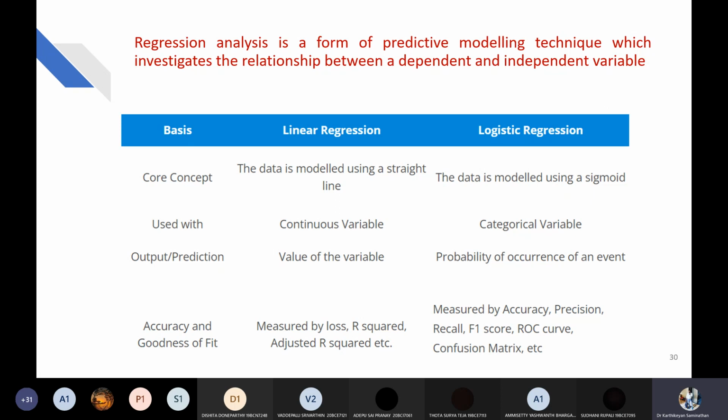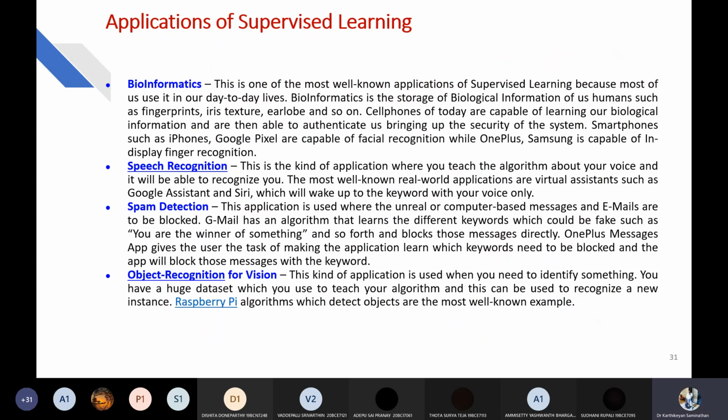Accuracy and goodness of fit in linear regression are measured by R squared and adjusted R squared. Whereas here they are measured by accuracy, precision, recall, F1 score, ROC curve and the confusion matrix. These are some of the evaluation metrics. So finally, linear and logistic.